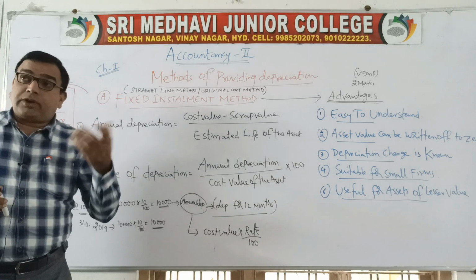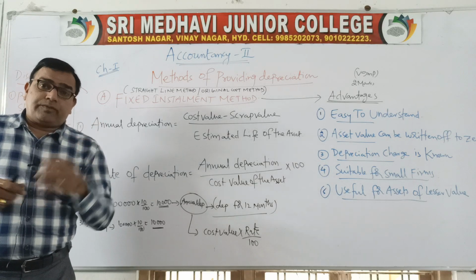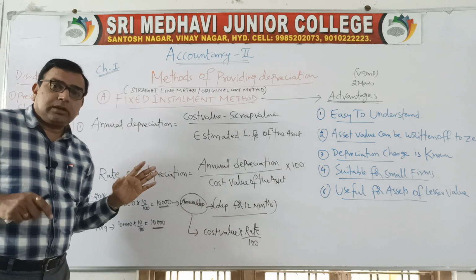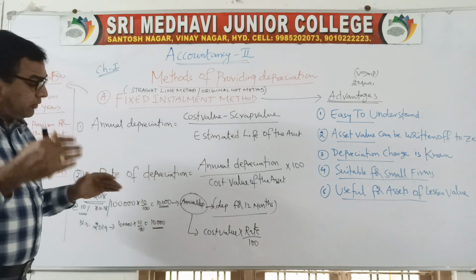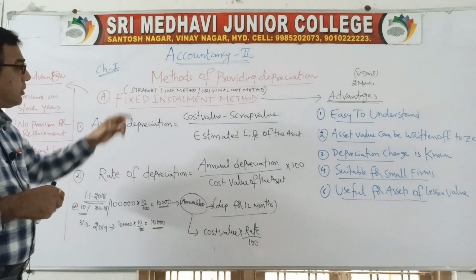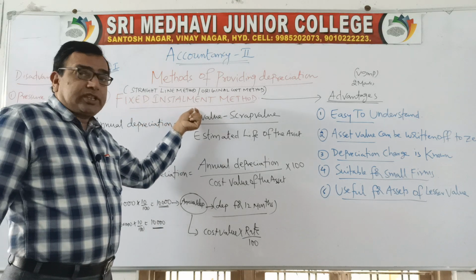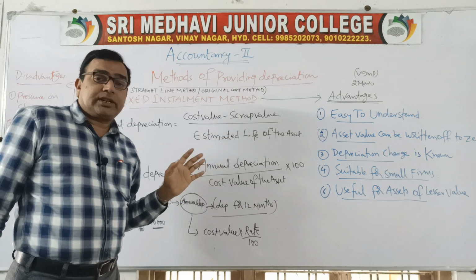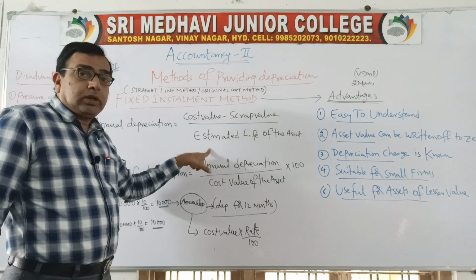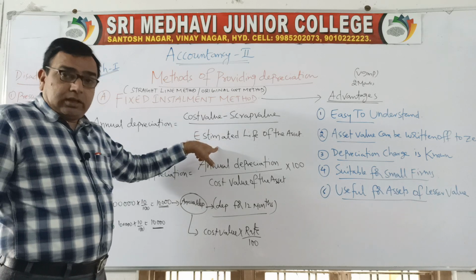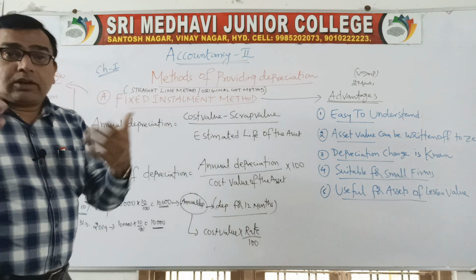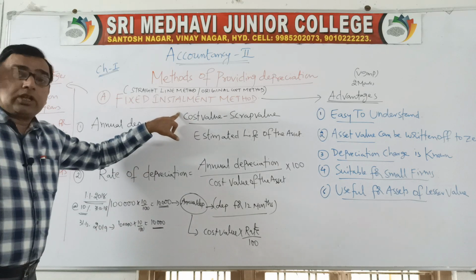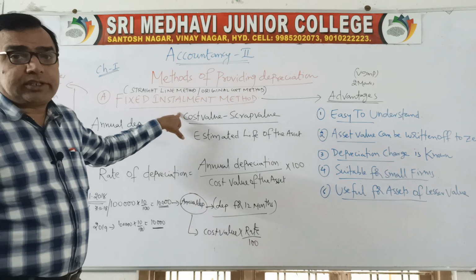Sometimes in the question, maybe for a 2 marks or even a 5 marks question, you may not be given the rate. Instead of giving cost value and rate, they will provide the cost value of the asset, the scrap value of the asset, and the estimated life of the asset. These three will be given to you. So when these three are given in the question, for calculation of annual depreciation, you have to apply this formula. Cost value, that means the amount spent for acquiring the asset.